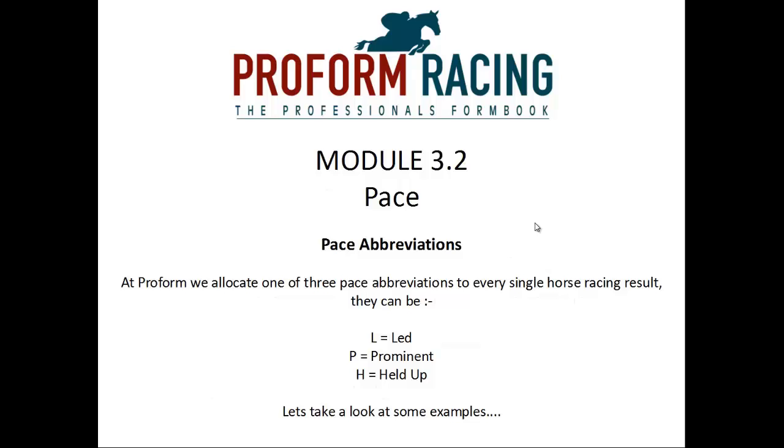Pace abbreviations. At Proform, we allocate one of 3 pace abbreviations to every single horse racing result. They can be L for led, P for prominent, H for held up. Let's take a look at some examples.